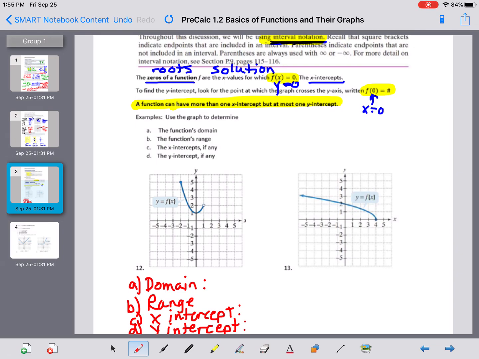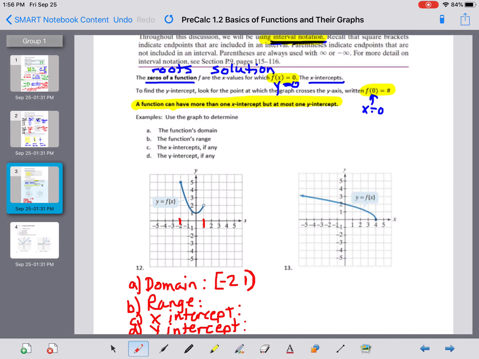Domain, interval notation. Where is the farthest left value here? The farthest left value is -2, and it was a closed circle, so it includes that. Make sure you can see that. And what's the farthest right value? Well, it looks like it's 1, but that's an open circle. It does not include it, so I make it [-2, 1) for my domain.